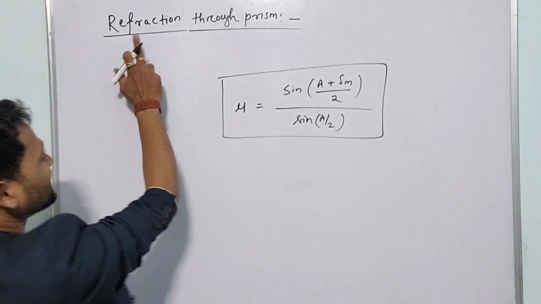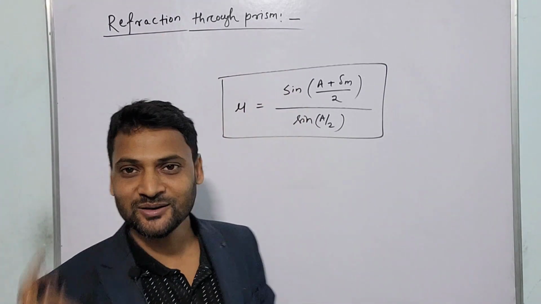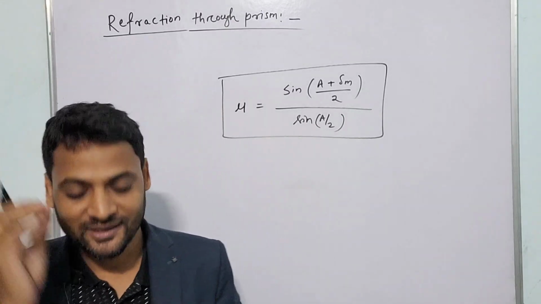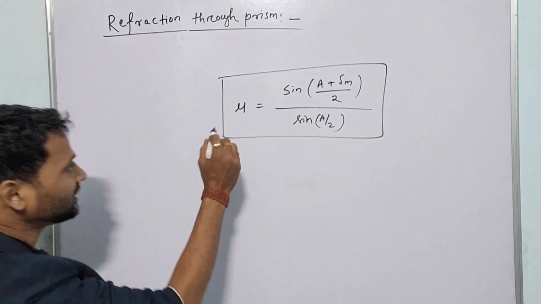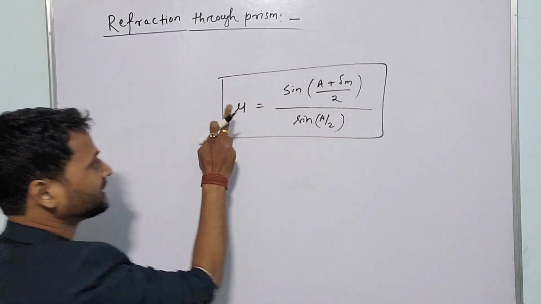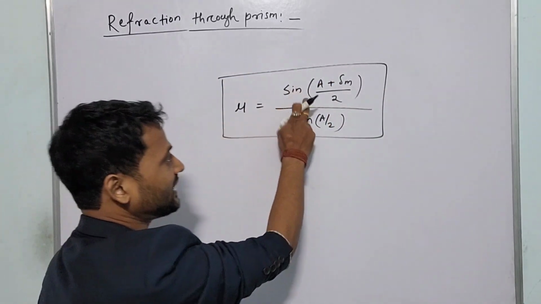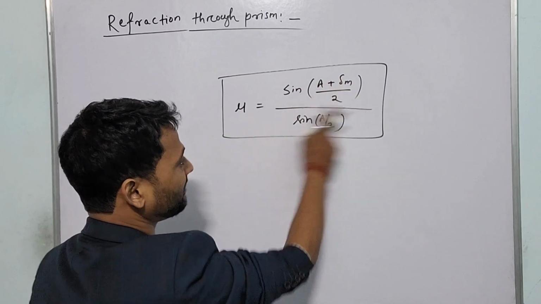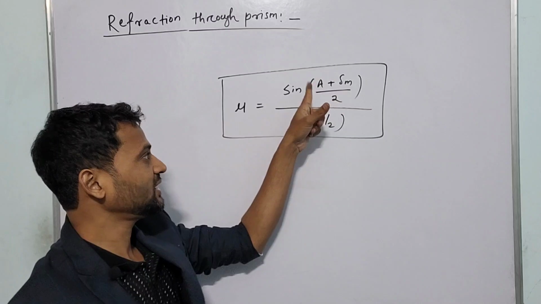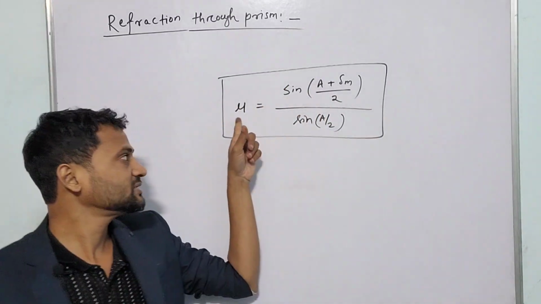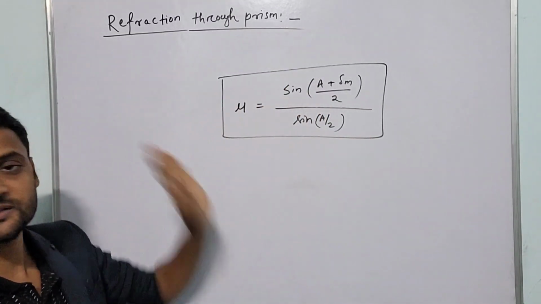आज मैं आपको रिफ्रैक्शन थ्रू प्रिज्म एक्सप्लेन करूंगा, और आपको बताऊंगा what is angle of prism, what is angle of minimum deviation of prism, and most importantly we'll derive this expression. Refractive index of the prism will be equal to sine of A plus delta m by 2 upon sine A by 2, where delta m is the angle of minimum deviation, A is the angle of prism, and mu is the refractive index of the prism.